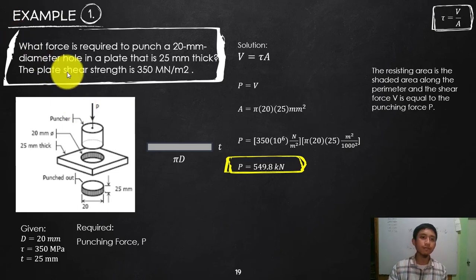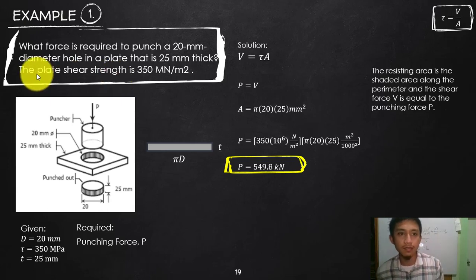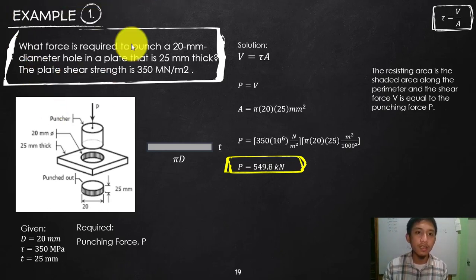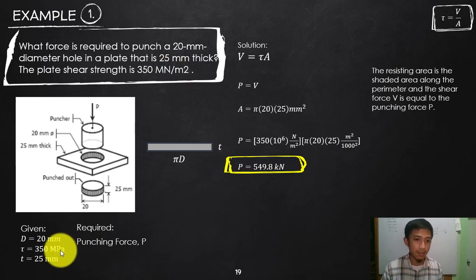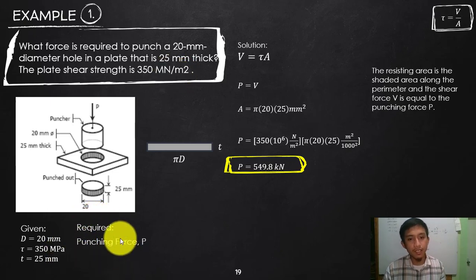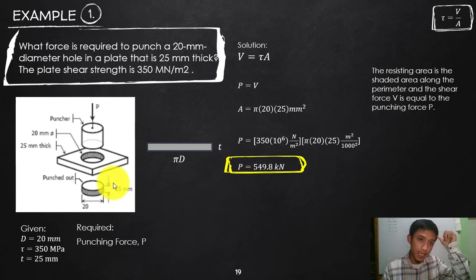In here, it says the plate shear strength, so it means strength, that is how much shear stress the plate can carry because of the type of material the plate is composed of. So that is the amount of shear stress that the plate can carry, which is 350 meganewton per meter squared, or again, megapascal. Again, what we are trying to find is the punching force P.